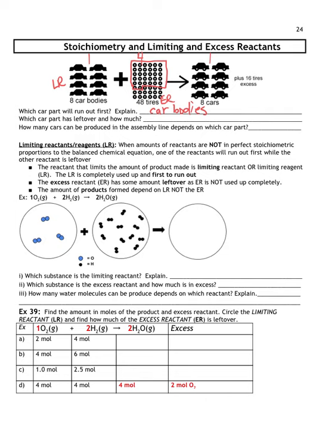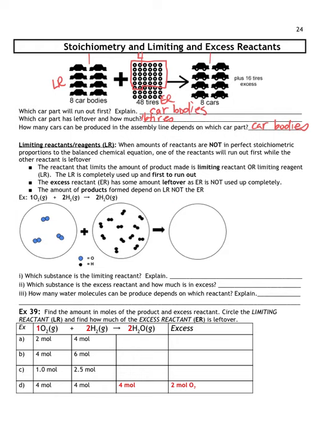And we know that, and the explanation will be verbal, because we don't have enough car bodies to accommodate the 48 tires. We would need 12 car bodies, but we only have 8, which means car bodies will run out first. Which car part will be left over and how much? And we said it was going to be the tires, and the quantity of tires is 16. So there's 16 tires that will be left over. How many cars can be produced in the assembly line depends on which car part, and it's obviously the one that is limiting, which is your car bodies.